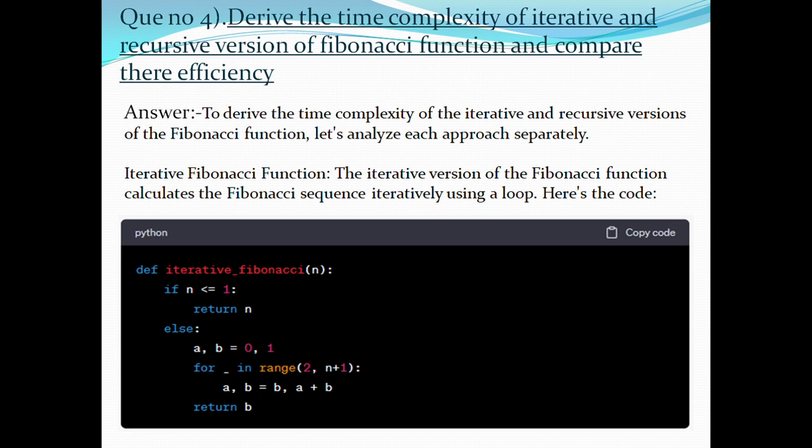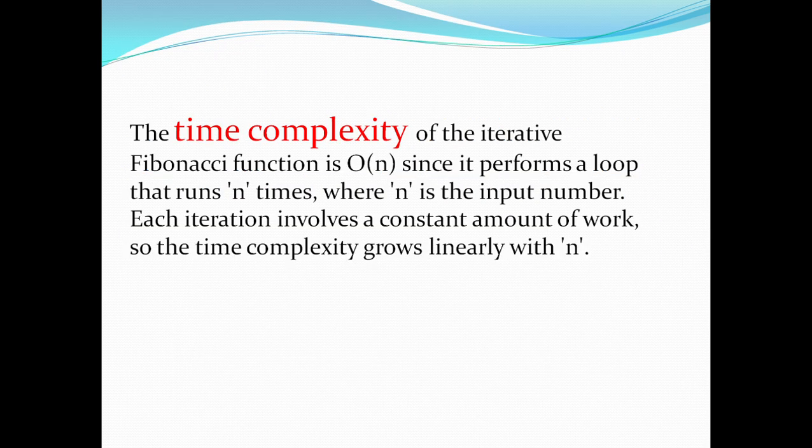The iterative version of the Fibonacci function calculates the Fibonacci sequence iteratively using a loop. Here the code is as follows. So the code is given in the black box. Now the time complexity of iterative Fibonacci is O(n), since it performs a loop that runs n times, where n is the input number, and each iteration involves a constant amount of work. So the time complexity grows linearly with n.